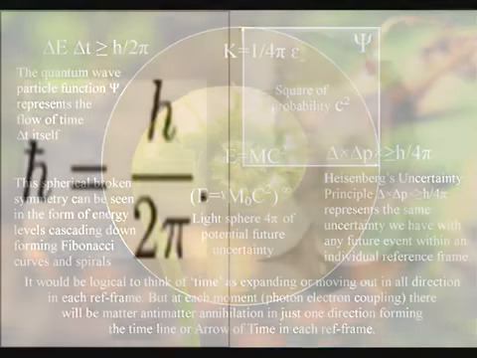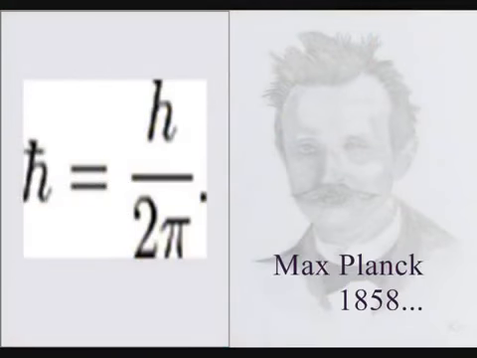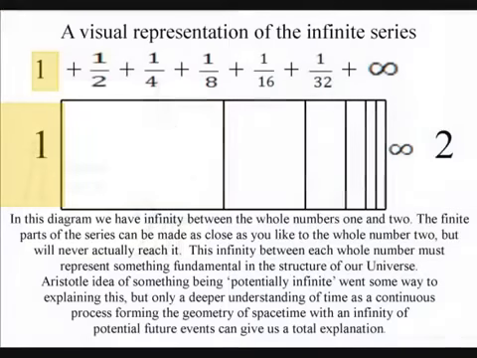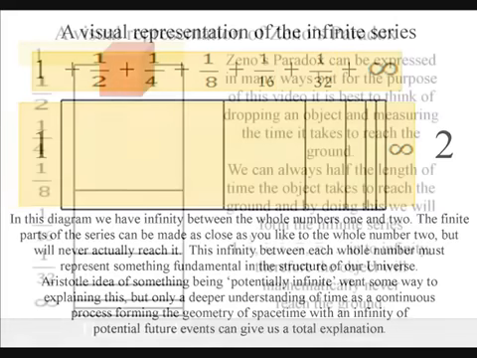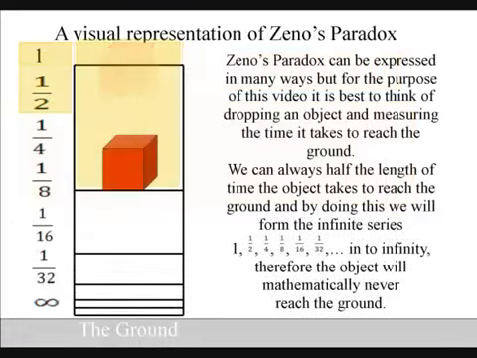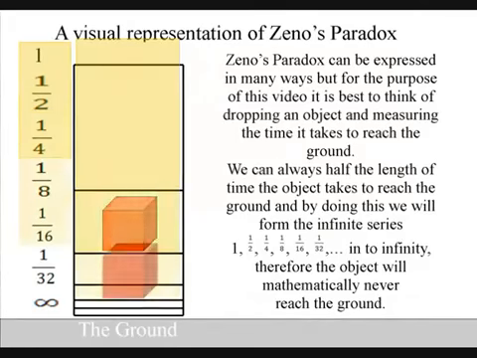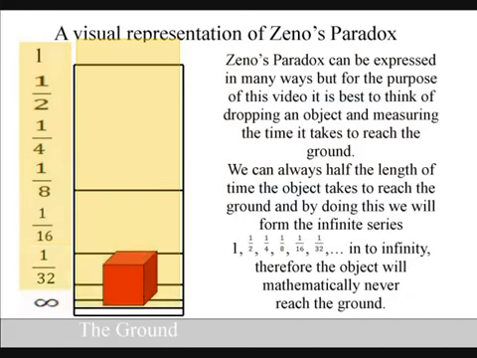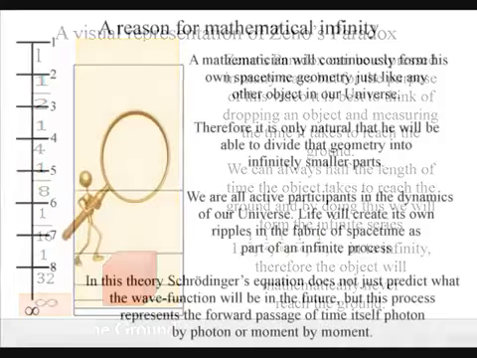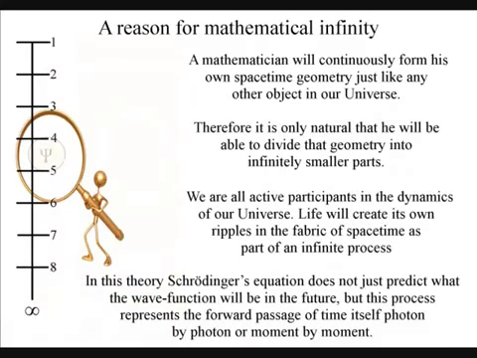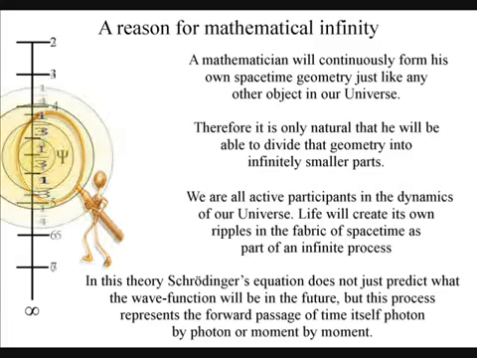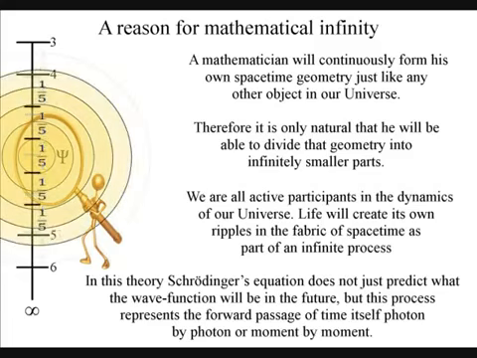In this theory, the Planck constant is a constant of action and is continuously coming into existence, photon by photon, or moment by moment. This is part of a continuous process of change or creation. Therefore we have a true infinity that can continuously be halved or divided over a period of time. A mathematician will be able to divide any number into infinitely smaller parts because of this process.